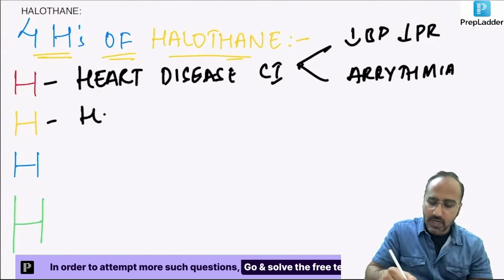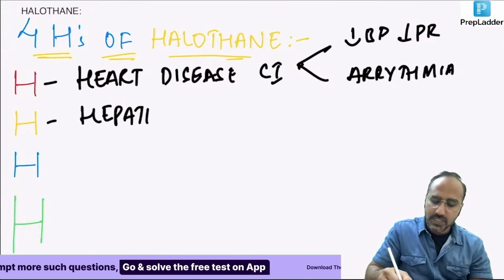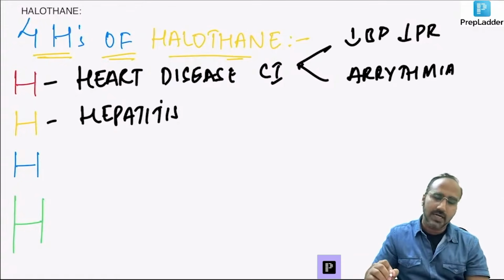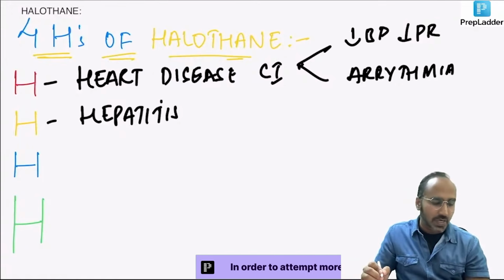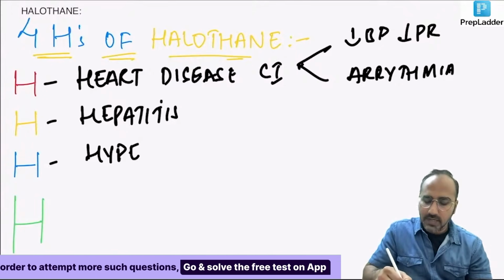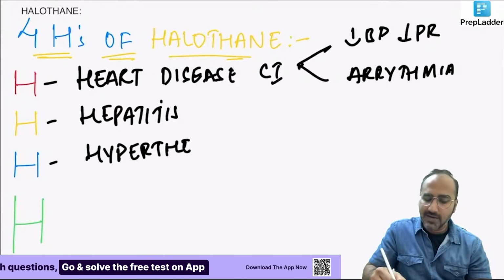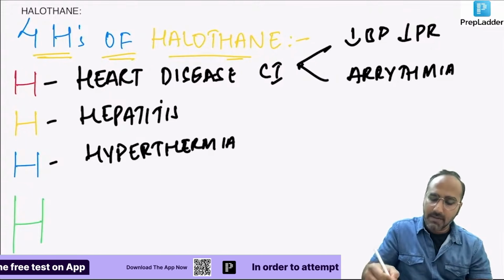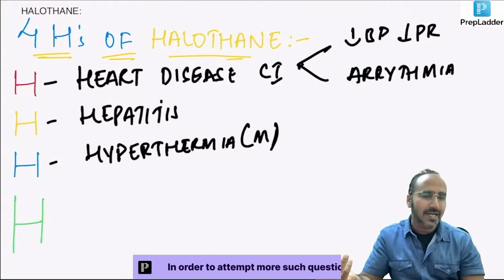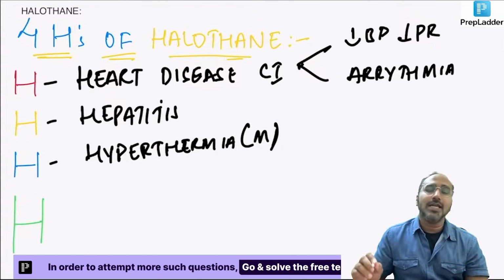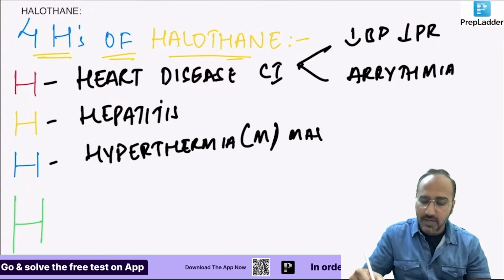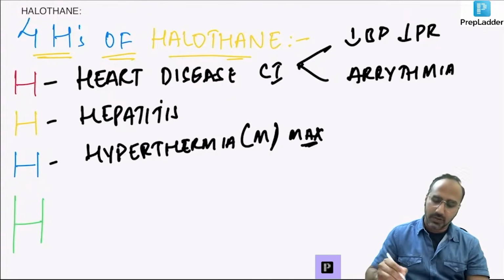Second H stands for what? Hepatitis. Hepatitis means what? On repeated exposure or overexposure to halothane, the patient might develop an immune-related hepatitis, which is called halothane-induced hepatitis. Third H is what? Hyperthermia. When we are talking about hyperthermia, it is malignant hyperthermia. In anesthesia, many things can cause malignant hyperthermia, and inhalational agents almost all will cause it, but the maximum incidence of malignant hyperthermia is seen with halothane.